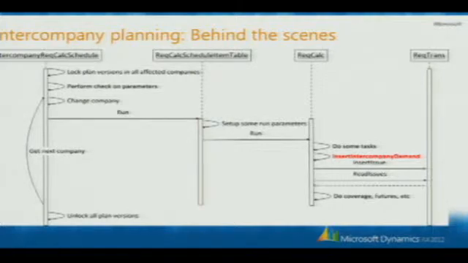What we're basically doing is we're starting on the left side. Basically, we're locking some plans. We are performing some checks. Then we change the company to whatever company it is. So if you're doing this big master planning intercompany run, we change the company. We basically just trigger off a normal reg calc, which is basically the master planning run. That reg calc is doing some tasks.